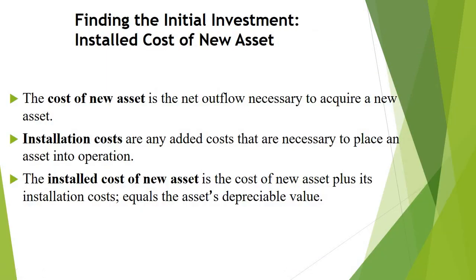Now let's look at some terms over here. So the cost of new asset is the net outflow necessary to buy a new asset. Then there could be some sort of installation cost which will be added with the cost of new asset, and if we add cost of new asset with installation cost, we'll find installed cost of new asset. So installed cost of new asset is equal to cost of new asset plus any installation cost.